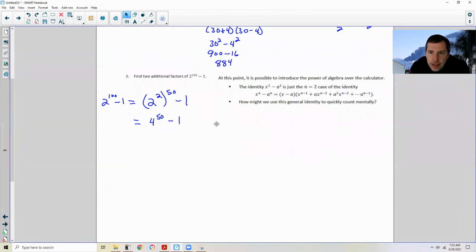Okay, so at this point, it is possible to introduce the power of algebra over a calculator, rather than just going to a calculator and pushing buttons. No one learns anything. You just get an answer, and what good is that?